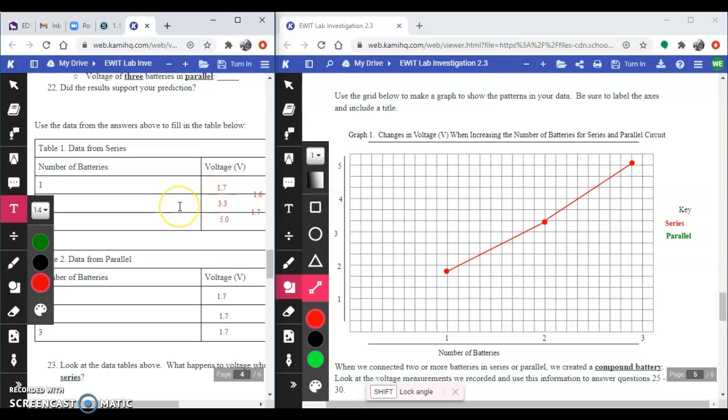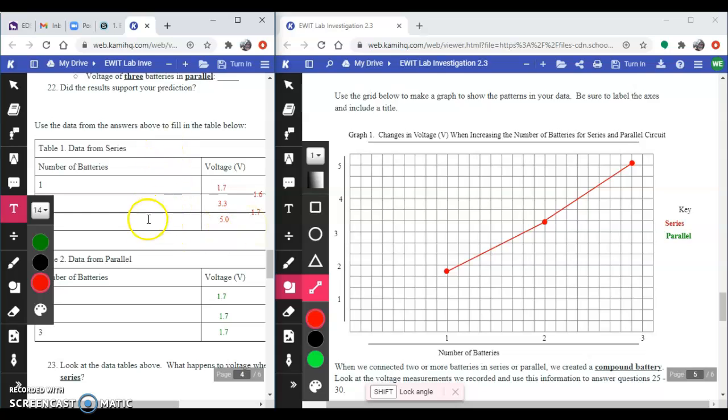So for every battery, you're getting 1.7 volts. So 2 batteries would be 1.7 times 2. Well, 1.7 times 2 is 3.4, which is pretty close to 3.3. And then 1.7 times 3 would be 5.1, and that's pretty close to 5. So our formula for the number of batteries and voltage is the number of batteries times 1.7 equals voltage. So number of batteries here is 1 times 1.7 is 1.7. 2 batteries times 1.7 would be 3.4, and that's pretty close. 3 times 1.7 is 5.1. So that would be the formula.